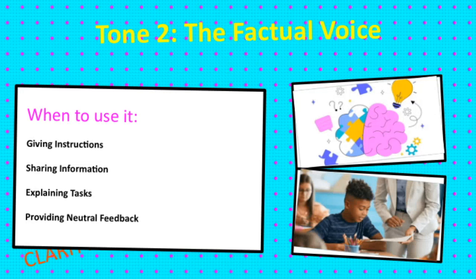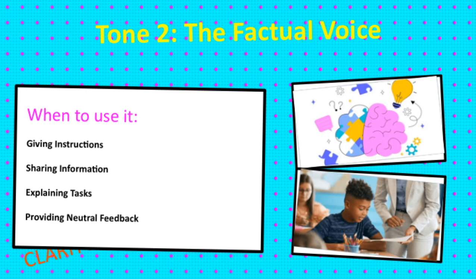Now, let's talk about providing neutral feedback. This is crucial because it helps ensure that the message is clear and objective. When explaining tasks, it's important to be straightforward and factual, focusing on the actual steps without adding personal opinions. Sharing information should be done in a neutral tone, providing facts or updates without bias. Giving instructions, on the other hand, needs to be precise and easy to follow, so that the recipient understands exactly what to do.